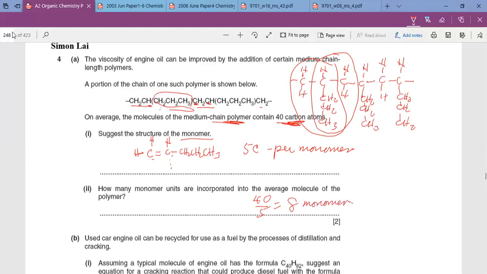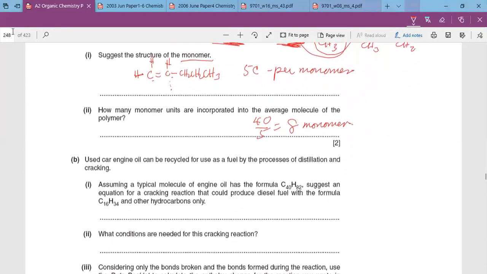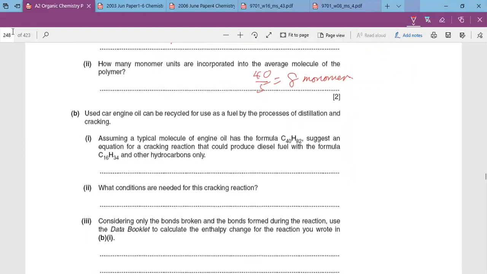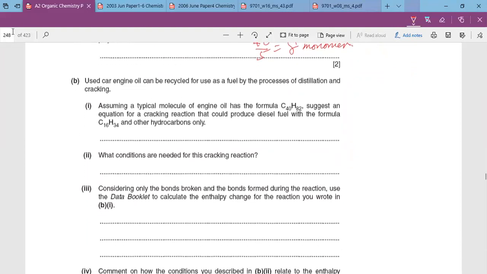Okay, see now, this part here I want to talk about. Time is the factor here. Never mind. Used car engine oil can be recycled as a fuel in process distillation and cracking.